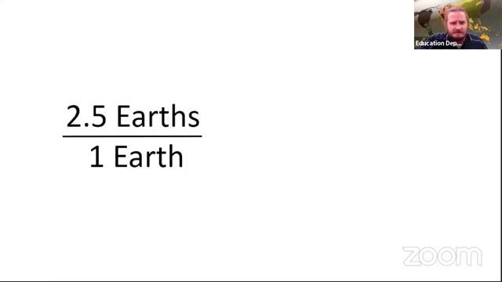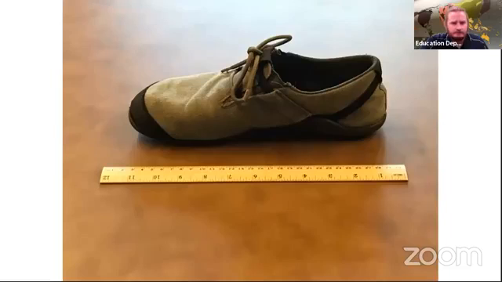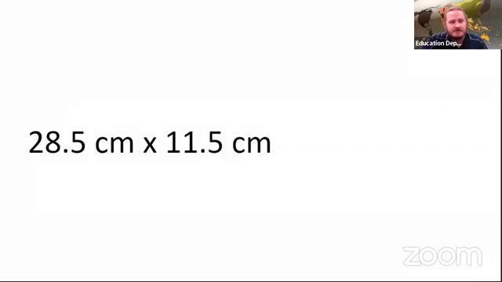All right, so here it is in picture form. I've got a piece of paper because the first thing we're going to do is record my ecological footprint in terms of Earths. So 2.5 Earths over 1 Earth. I'm going to write it that way, and that's a ratio. And I'll explain why I'm writing it that way in a minute. And then rather than measure my foot, I measured my shoe using centimeters. And so it was 28.5 centimeters long by 11.5 centimeters wide.